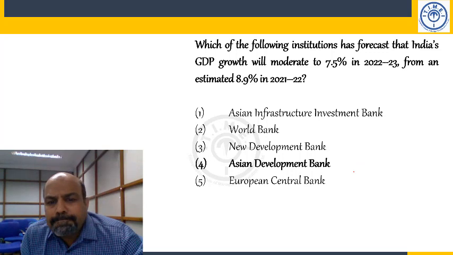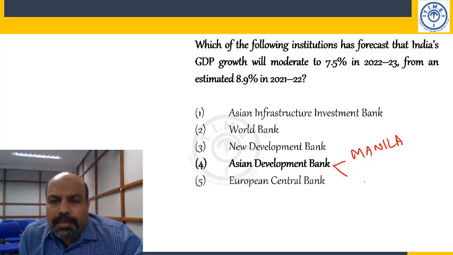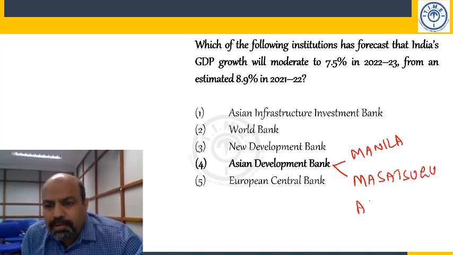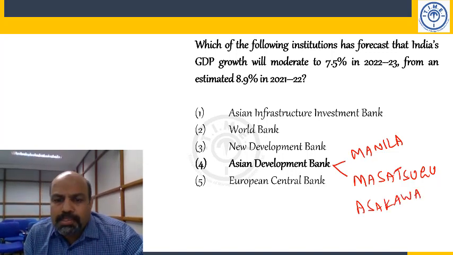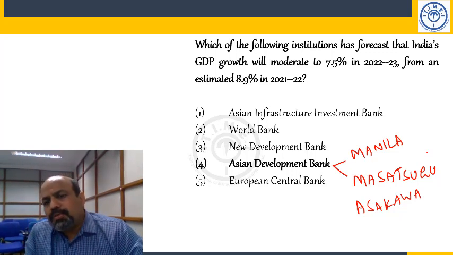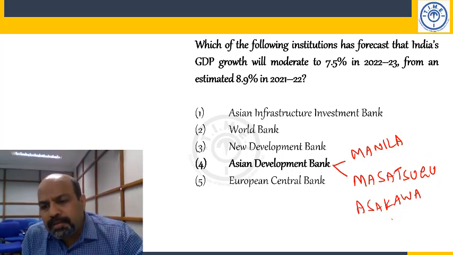Asian Development Bank: head office is in Manila, which is the capital of the Philippines, and the president is Masatsugu Asakawa. He is from Japan.